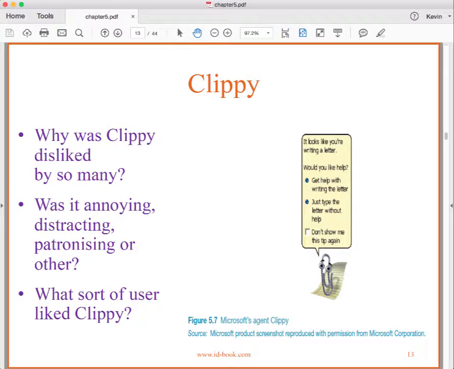What sort of user liked Clippy? Now I want you to guess, and I'm hoping you're going to say, well, the beginner. Clippy seems to get at a lot of the beginner issues, which is why Clippy had that checkbox that says, don't show me this tip again. The idea being that when you're not a beginner any longer, you're not going to have a need for Clippy.